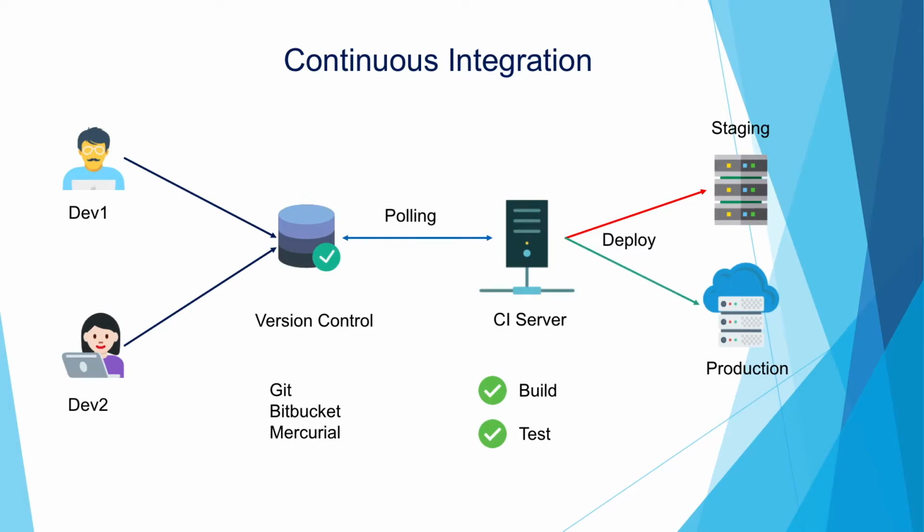CI server is configured in such a way that anytime a new code is pushed to the repo, it pulls the newly committed code automatically from the repo. It builds and runs tests.